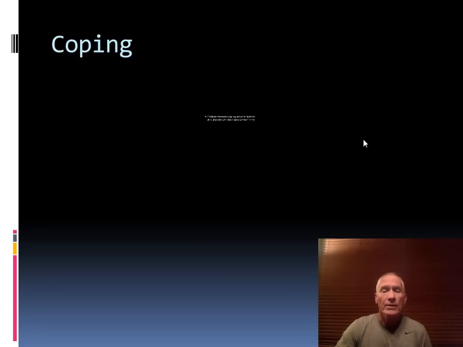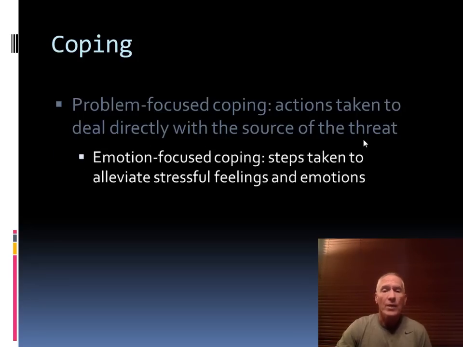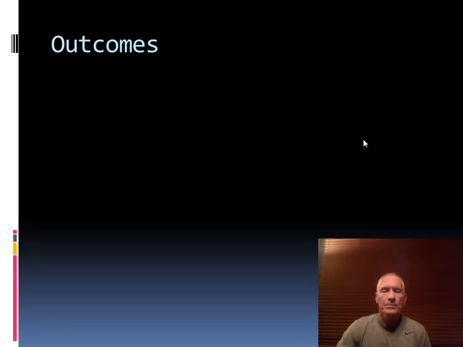And coping is what we're going to discuss now. There are two types of coping. The first is problem-focused. We want to take actions to deal directly with the source of the threat. The other type of coping action is emotion-focused, where we try to alleviate stressful feelings and emotions. Now, there are outcomes from these coping mechanisms that we may engage in, and they may be positive or they may be negative.